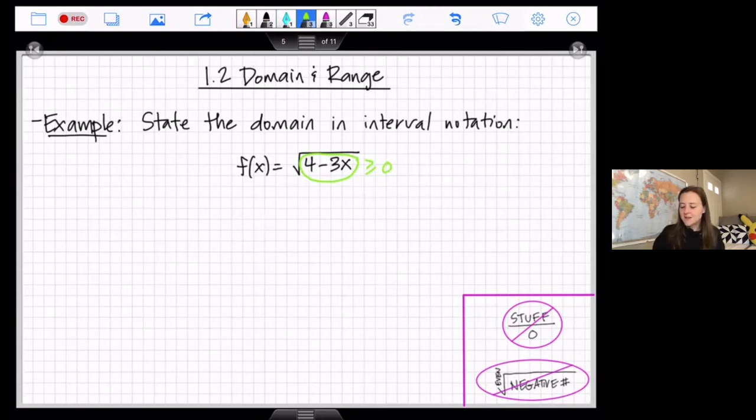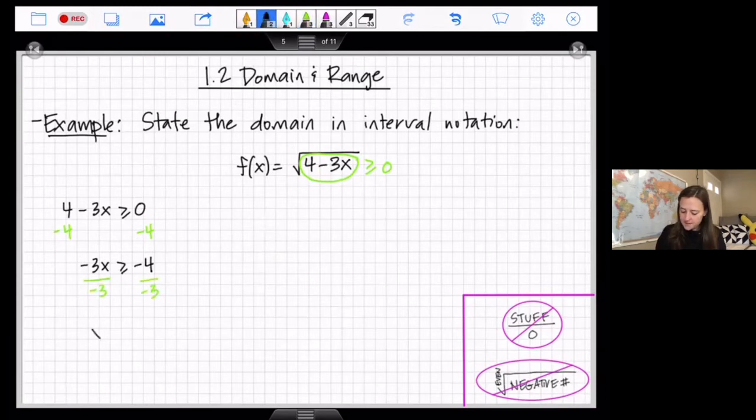That's just solving a little linear inequality that you learned how to do in high school. So we're going to say 4 minus 3x is greater than or equal to 0. And then we're just going to solve for x. So I'm going to subtract 4 from both sides. And I get negative 3x greater than or equal to negative 4. Divide both sides by negative 3.